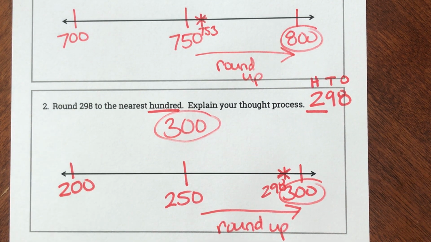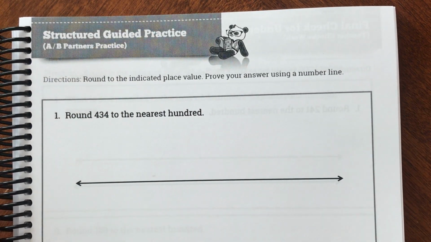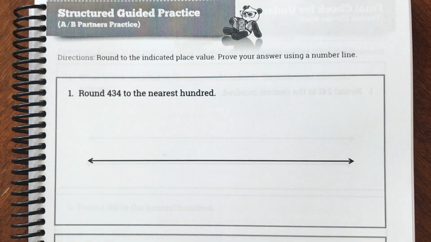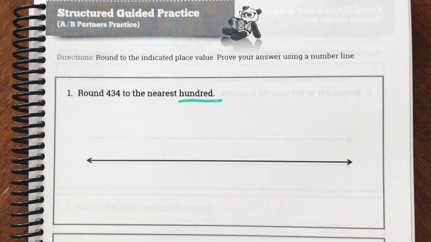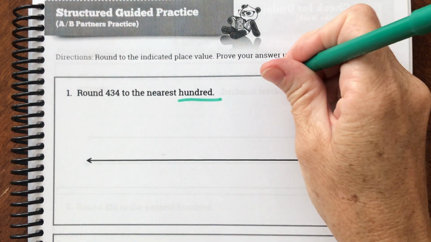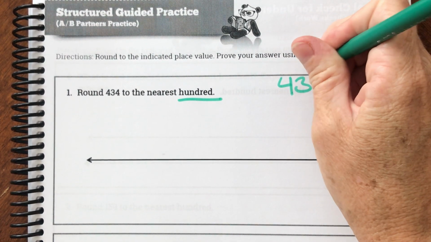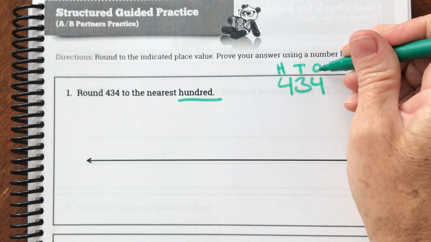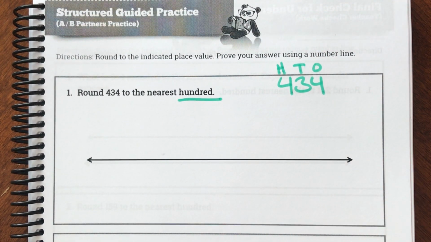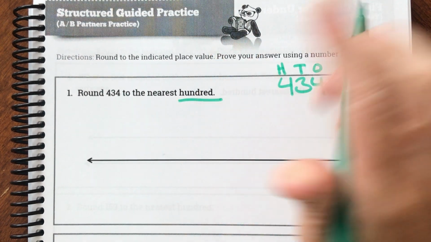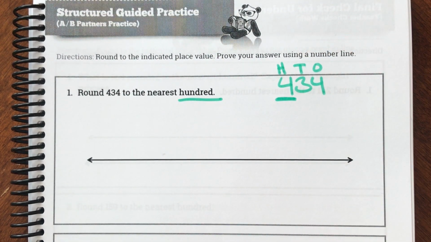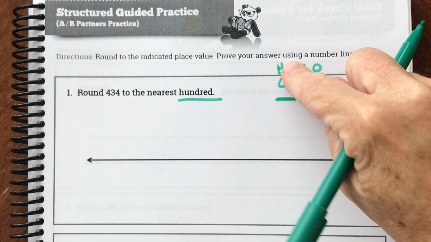Okay, so boys and girls, let's try some of these together. We are on page 74 in your student journal, page 74. And here's our first problem. Round 434 to the nearest 100. So I'm going to put 434 here so I can write my place values on top. That's my ones, my tens, and my hundreds. And since they want us to round it to the nearest 100, we're going to underline the hundreds place value. That 4 is worth 400.